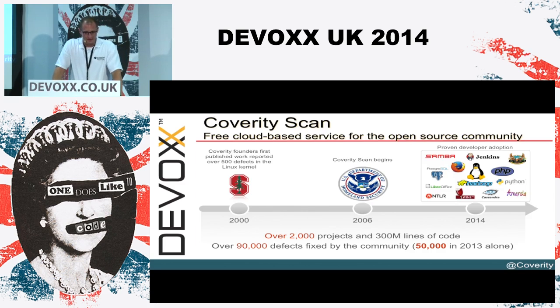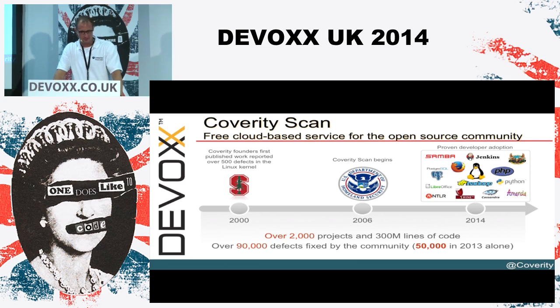So Coverity Scan goes all the way back to some academic research that we did at Stanford University in the year 2000. This started as an academic research project only analyzing C and C++ code, and one of our first test subjects was the Linux kernel. If you're going to pick a complex C application, that's a great one to start with.